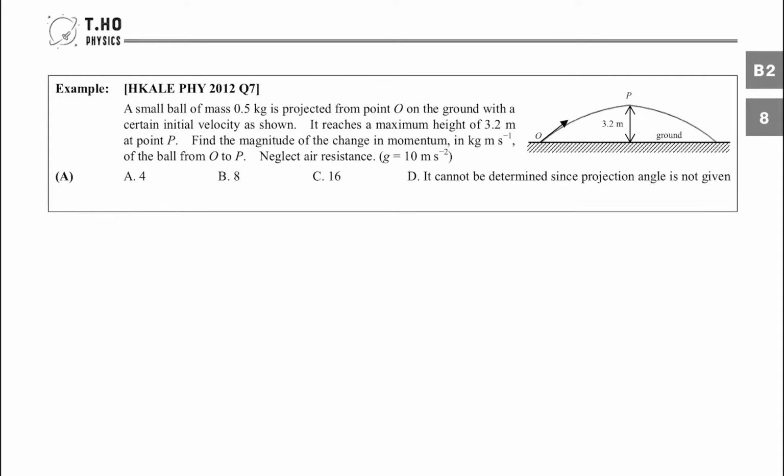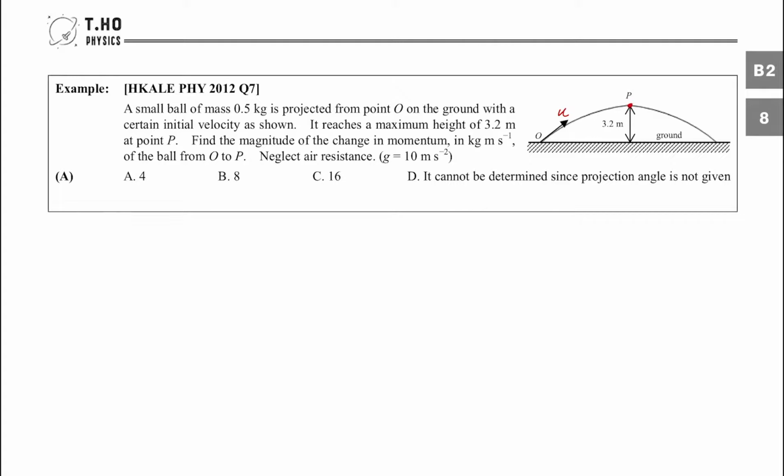Here we come to A-Level Physics 2012, question 7. Here we have a small ball projected from point O on the ground with a certain initial velocity. We don't know about the velocity, so let's make it u. So this ball is projected and follows a projectile motion. It reaches its highest point at point P, and then it continues to fall back to the ground.